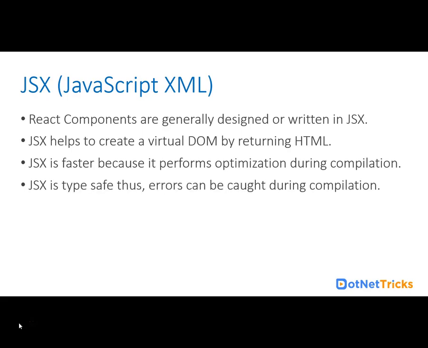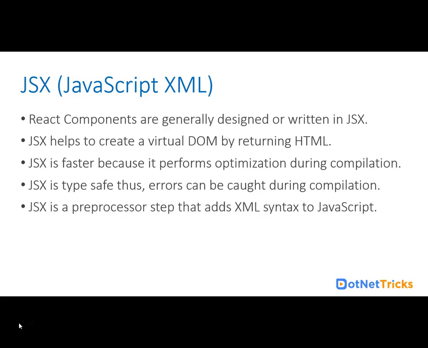JSX is type safe, thus errors can be caught during compilation. Errors are the most important part of scripting or any programming language. JSX shows you the compile-time errors at the same time when the compilation takes place. So this is an add-on feature of JSX.